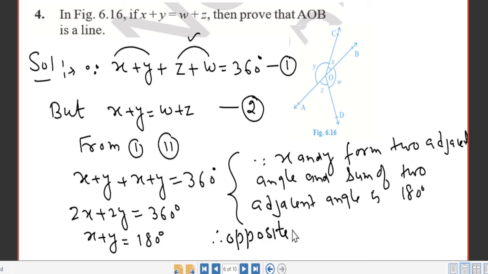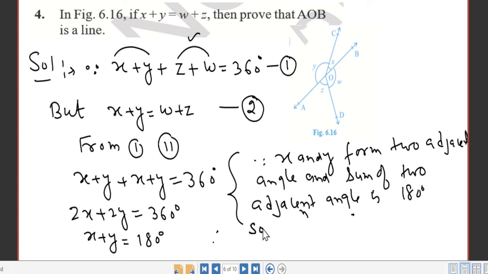Opposite non-common arms of adjacent angles form a straight line. Since xy form two adjacent angles, and if the sum of two adjacent angles is 180 degree, then the opposite non-common arms, this is the non-common arm, okay. I can remove this one. So you have to write it like this.